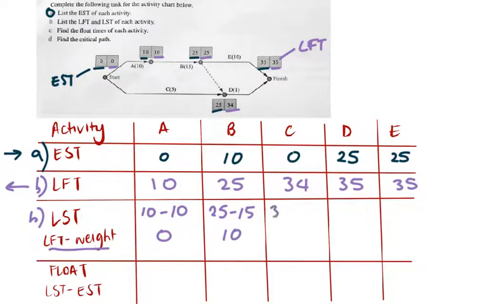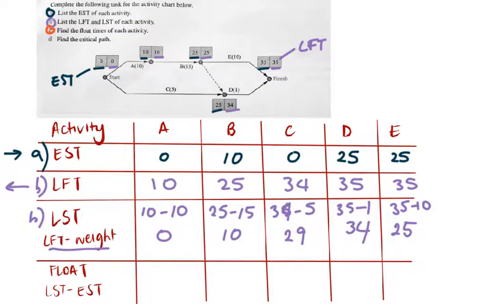C, 34 minus 5 gives me 29. D, 35 minus 1 is 34. And lastly, 35 minus 10 for E is 25. So that is part B done.